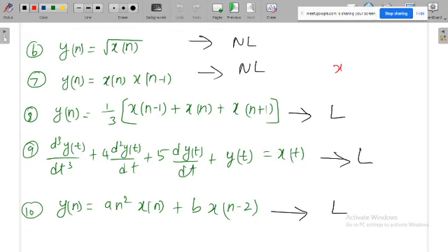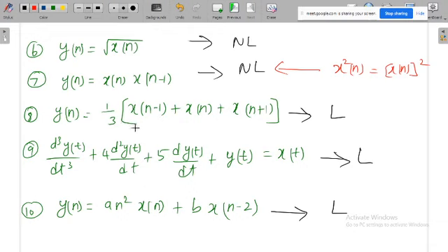If it is x of n whole square or x square of x of n, both are the same. If the case is like this, definitely this is non-linear, but this is also something similar to this one, but with the delayed operation. So again, this is also a non-linear system. This is also equivalent to square only, but with the delayed operation.